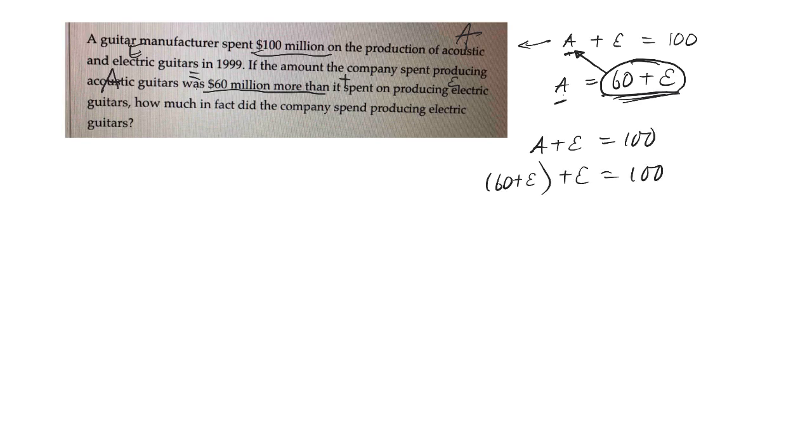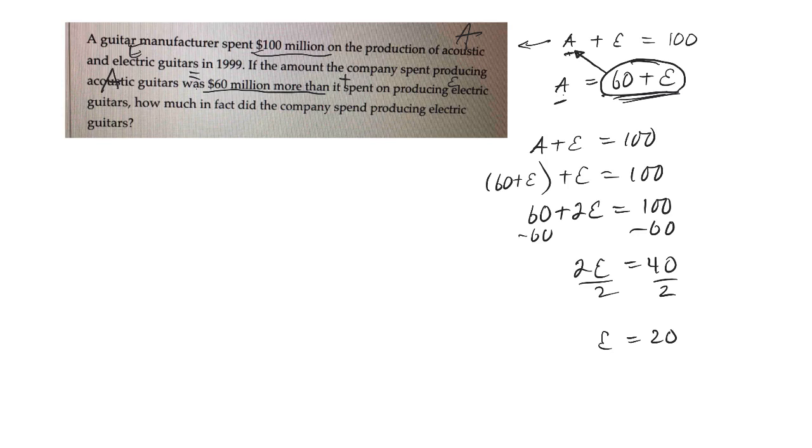equals 100. So dropping in brackets, I'd have 60 plus 2E equals 100. Subtract 60 on both sides. So I get 2E is equal to 40. Divide both sides by 2. I get E is equal to 20. So there'd be 20 million spent on electric guitars.